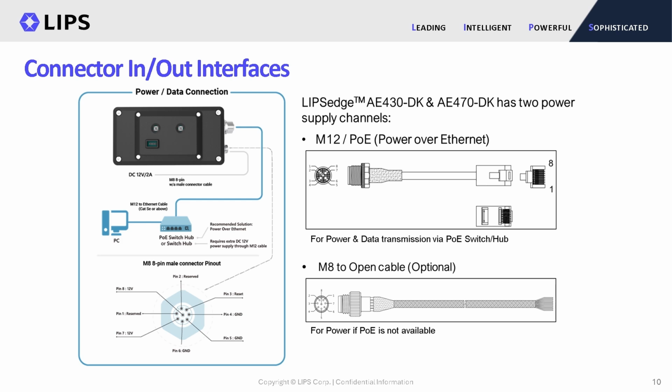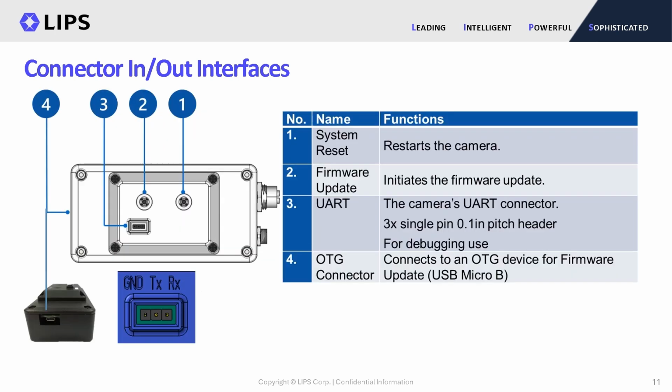Please notice that the LIPSedge AE series supports both power over Ethernet and a connector for power supply. For power over Ethernet, connect the camera with the M12 to PoE cable supplied with the camera. A PoE switch is recommended for both supplying the power and the data transmission. If a PoE switch is not available, an M8 to power cable can be purchased separately through LIPS.